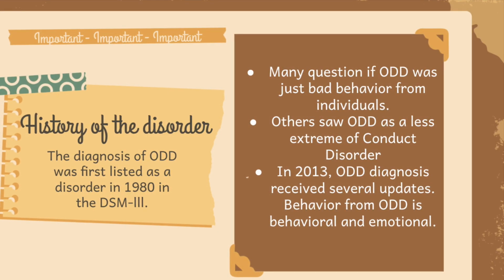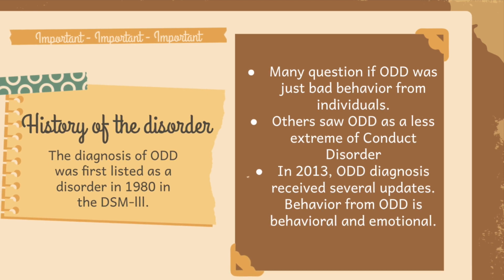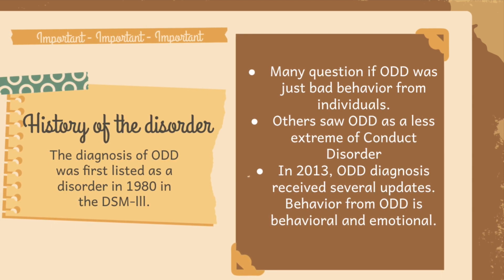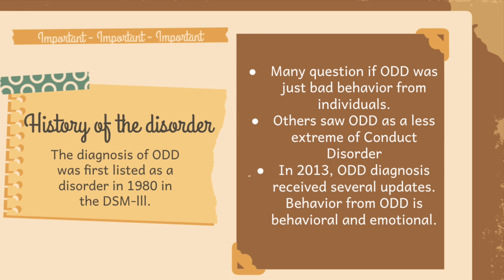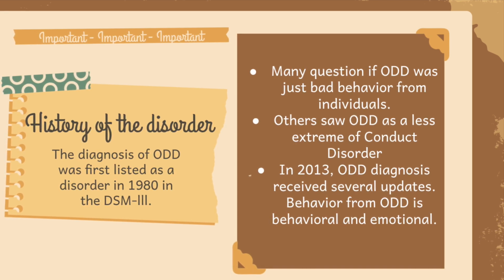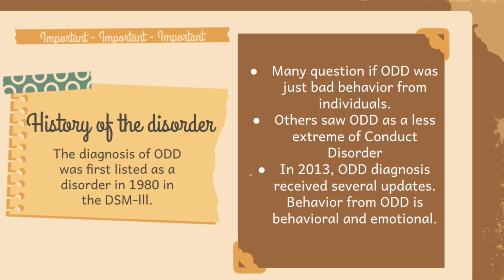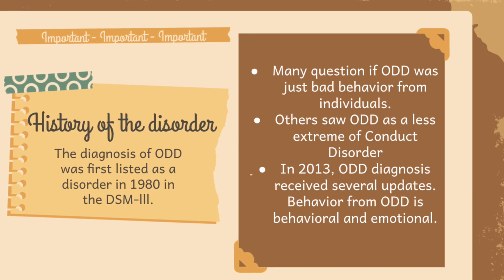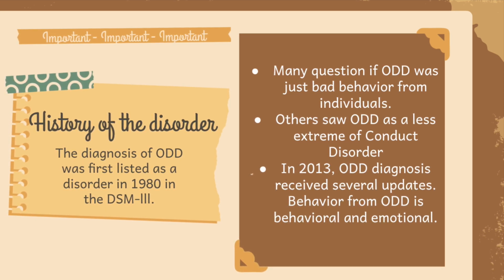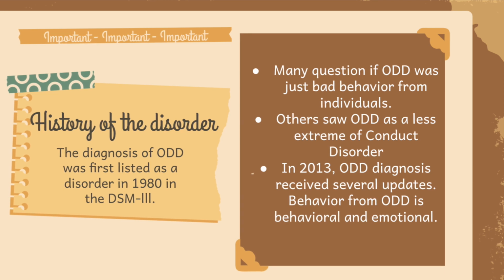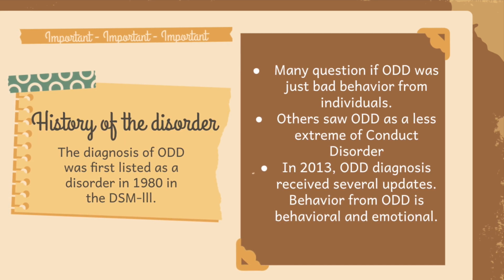History of the disorder. The diagnosis of ODD was first listed as a disorder in 1980 in the DSM-3. Many questioned if ODD was just bad behavior from individuals, while others saw ODD as a less extreme conduct disorder. In 2013, the ODD diagnosis received several updates. Behavior from oppositional defiant disorder is behavioral and emotional.